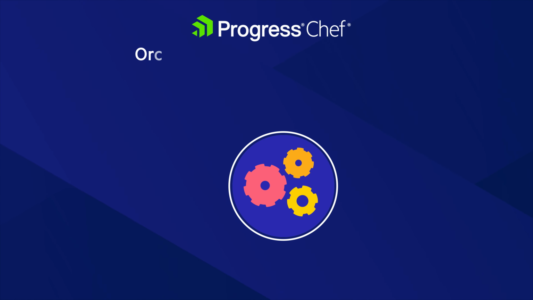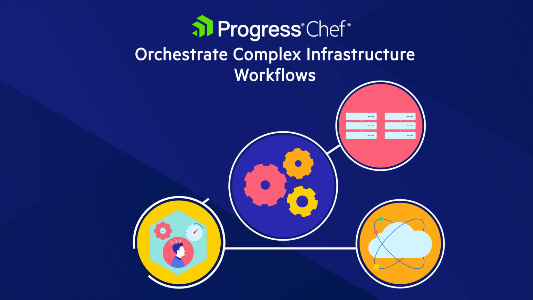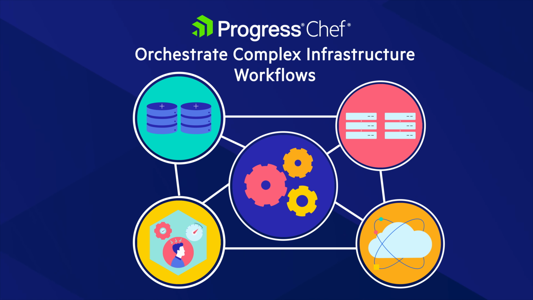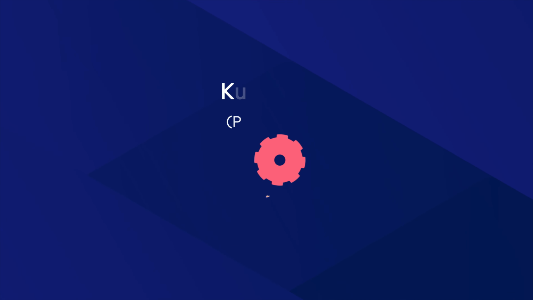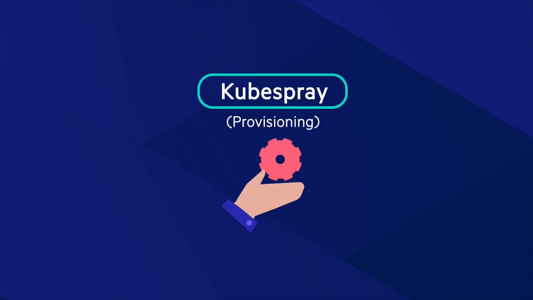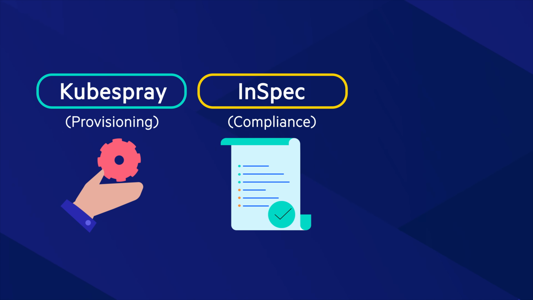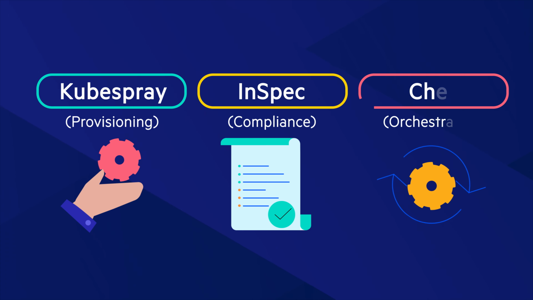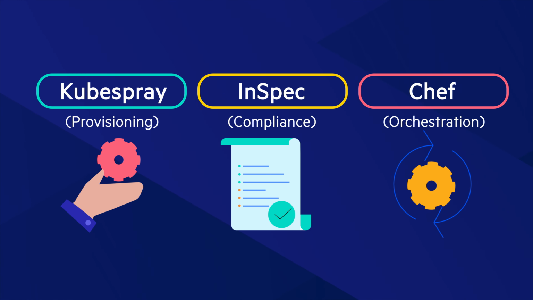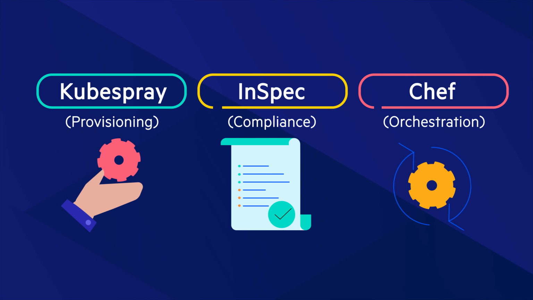This demo highlights how Chef can orchestrate complex, real-world infrastructure workflows from start to finish using proven open-source technologies. By combining Kubespray for Kubernetes provisioning, inspec for CIS compliance assessment and automated remediation actions, and Chef for orchestration, you can see how deployment, security, and verification can be treated as a single continuous process.